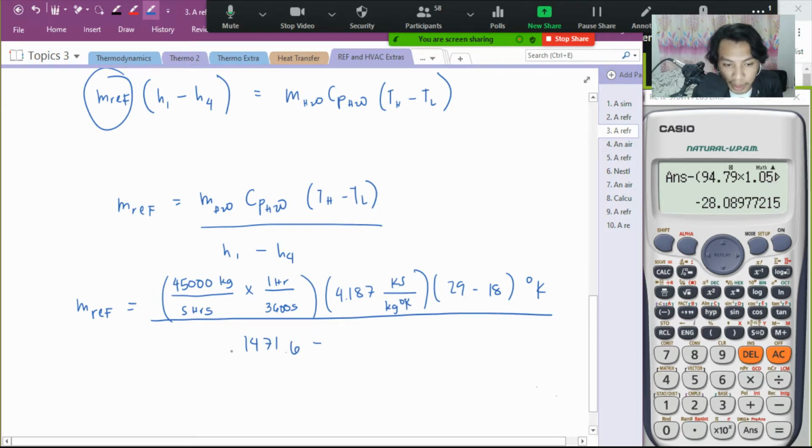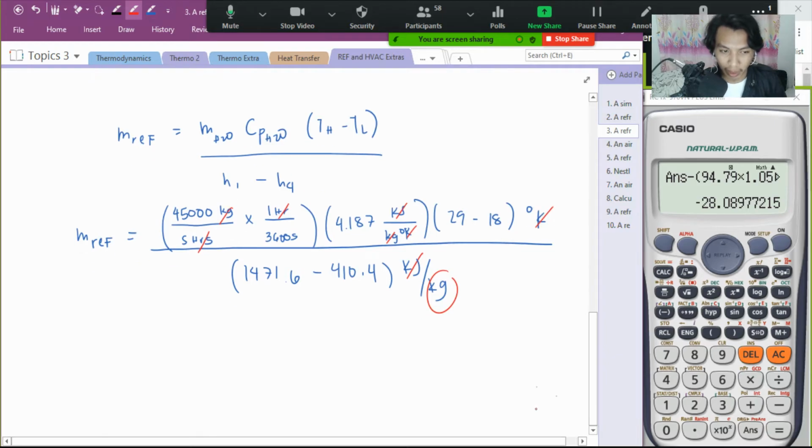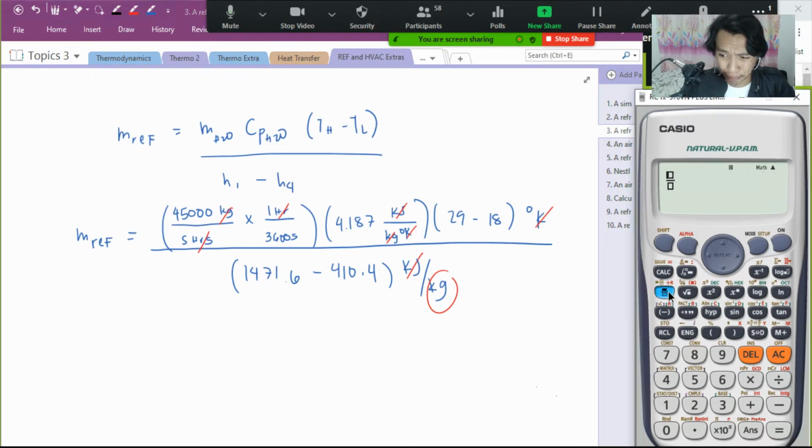1471.6 minus 410.4 kilojoule per kilogram. Medyo mahaba lang talaga to. Cancel natin yung same units. That is hours, kilogram, kilo, kilojoule. Ito matitira, pwede mo iakyat, Kelvin. Now, we can solve for the mass of refrigerant.